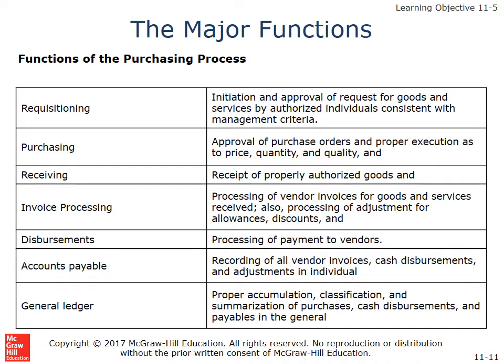So there it is one more time, our major functions. Requisition is the initiation and approval of the request. Purchasing is the approval of purchase orders and proper execution as to price, quantity, and quality. Receiving properly receives authorized goods. Invoice processing is when the vendor invoices are processed, adjusted, and matched up to purchase orders and receiving reports. Disbursements are the processing of the payments to the vendors. Accounts payable is the recording of all vendor invoices, cash disbursements, and adjustments in individual accounts. And finally, the general ledger accumulates that information into control accounts.